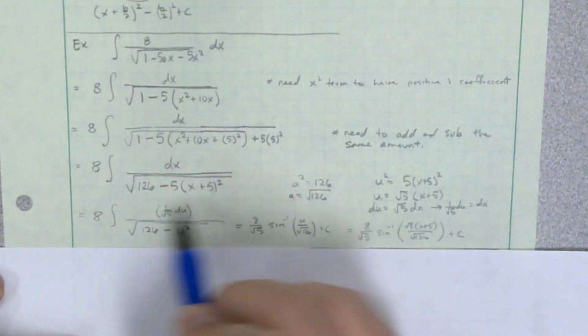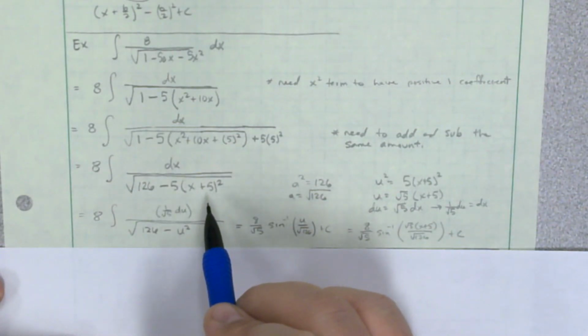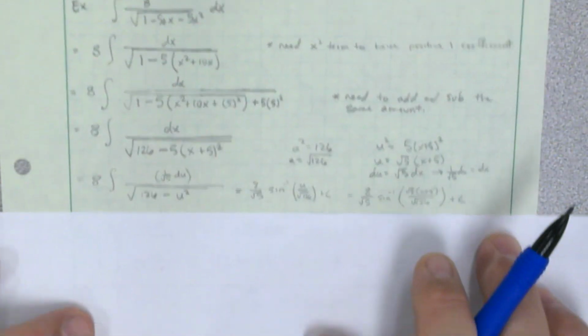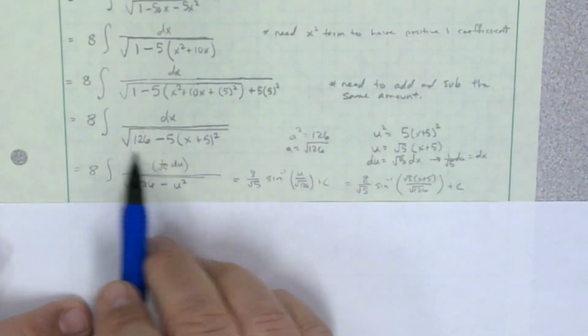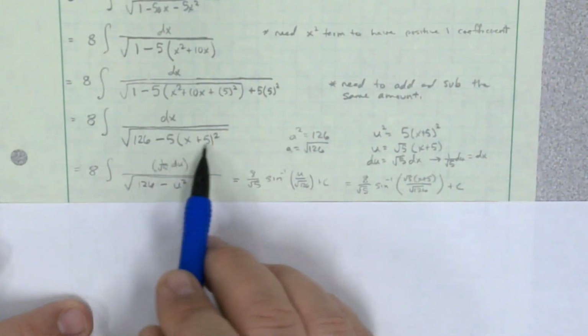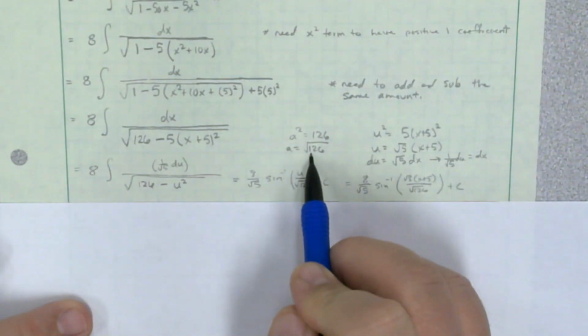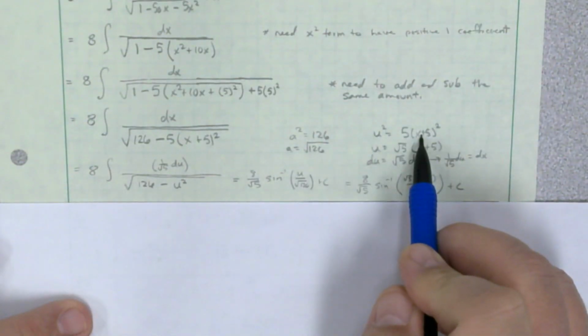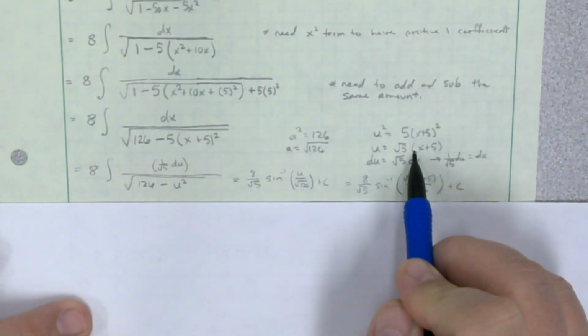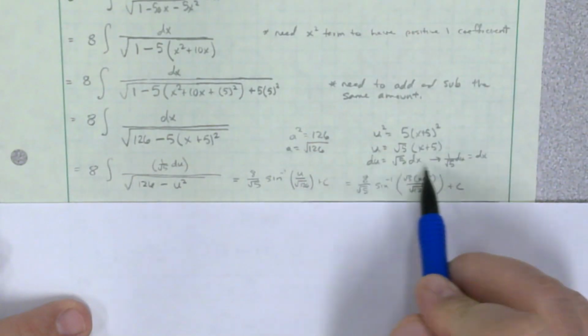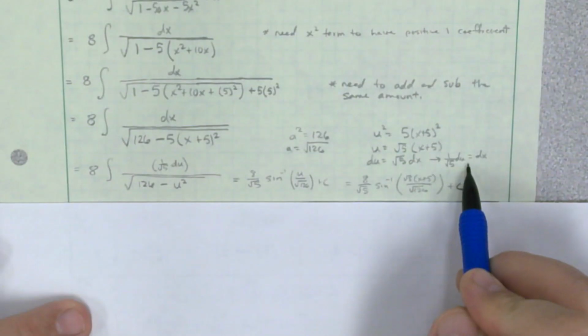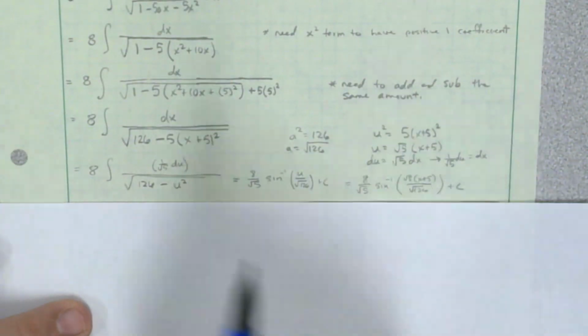So now I have this form right here. I'm hoping to get it to be an inverse trig function. I have something minus something that could be squared. So if I say that's a squared, then a is that. u squared is that quantity right there, so u is that. Take its derivative, move things around, and then I can do u substitution.